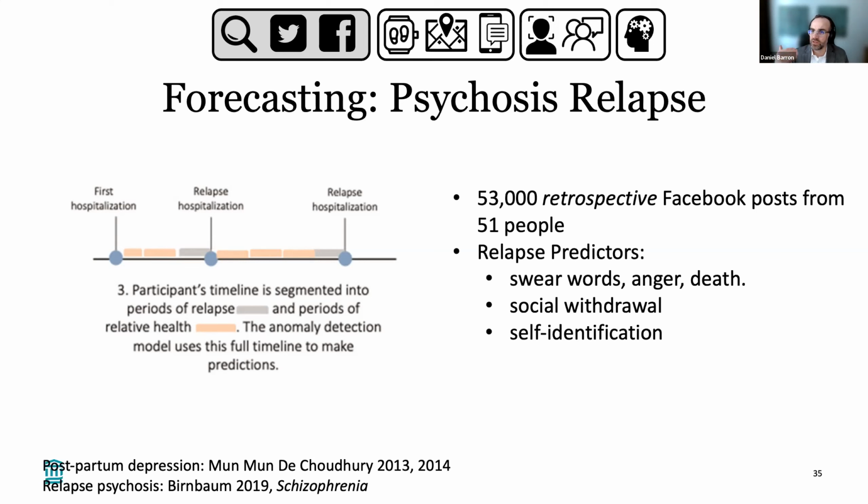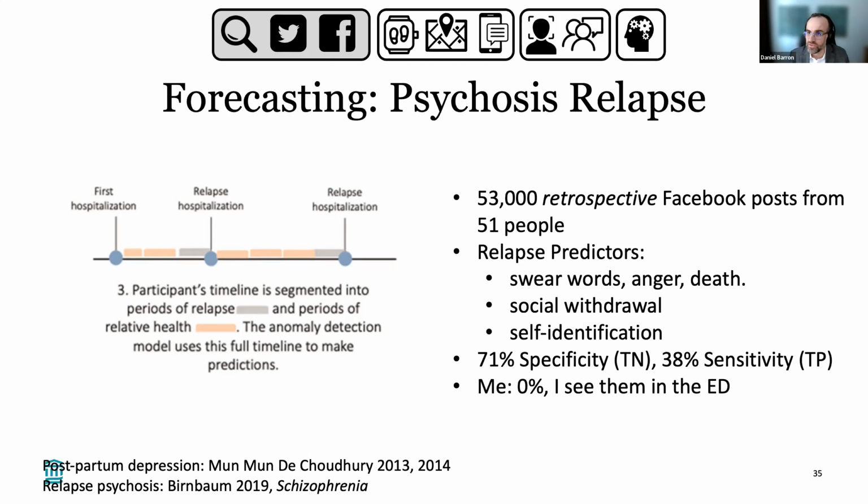So they were more likely to use swear words. They were more likely to express anger, to mention things associated with death. And they were more likely to be socially withdrawn, and the way they identified themselves changed. The personal pronouns changed. And they were able to predict psychosis relapse with 71% specificity and 38% sensitivity, which is not stellar, right? It's not ready to be released en masse, at least based on this study.